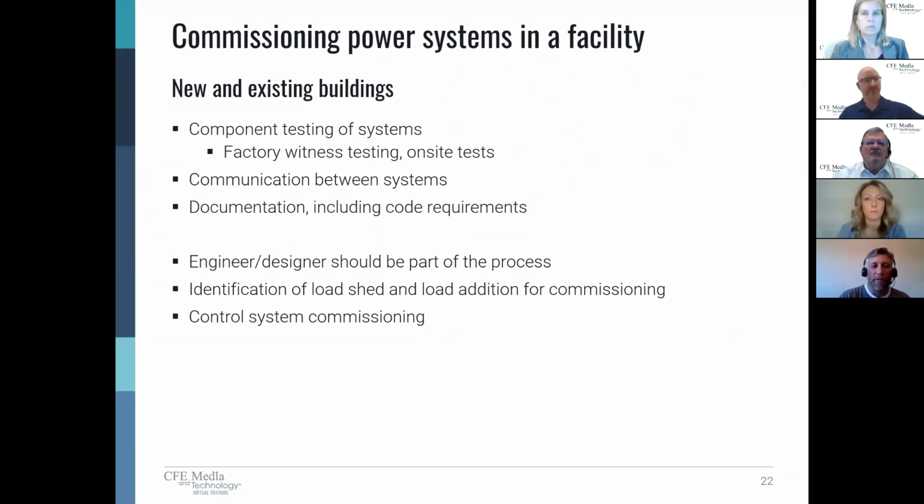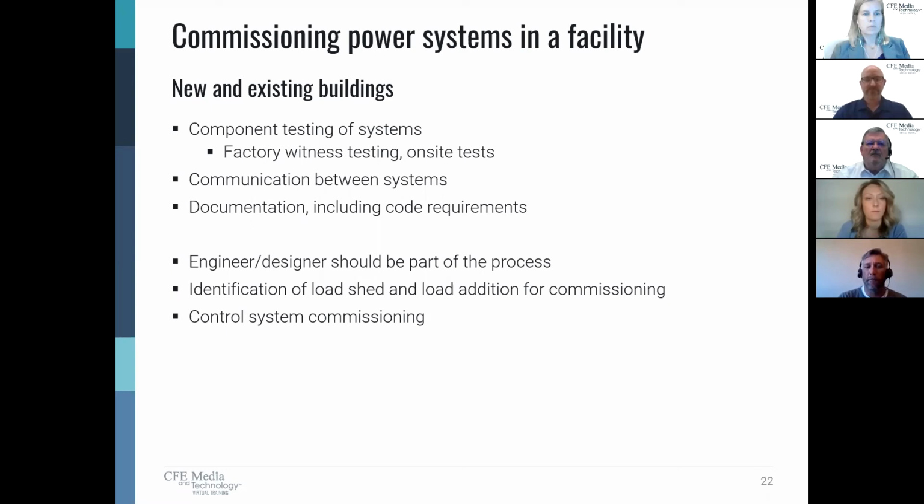Commissioning power systems in a facility is extremely important. We can have the perfect design, but whether or not it got installed that way, whether or not all the components are going to operate together, is largely unknown until it's tested. You don't want that first test to be when they really need to use the system. So commissioning throughout the process and at the end of a project, making sure that all those components are communicating and working flawlessly with each other is extremely important.